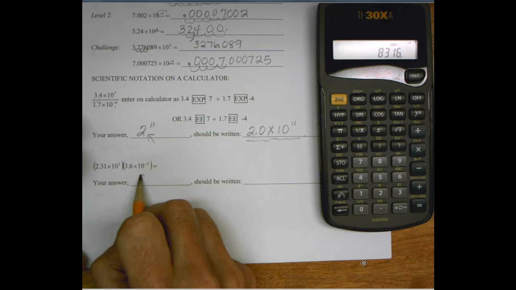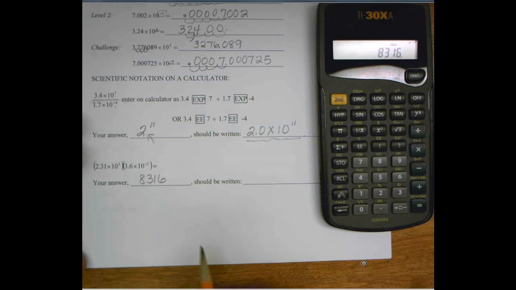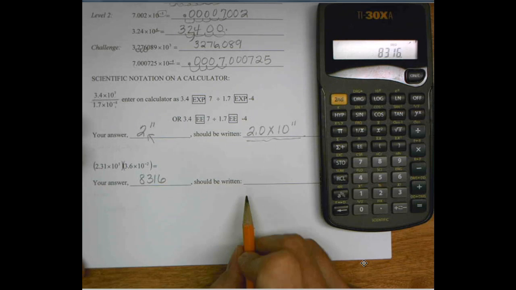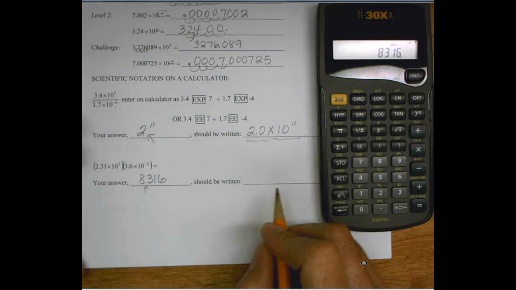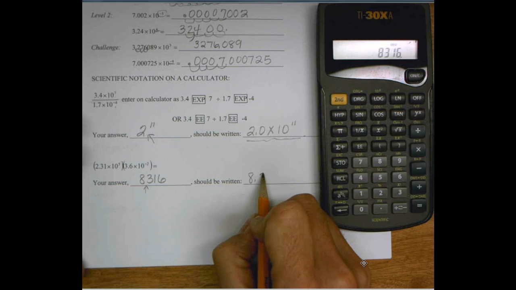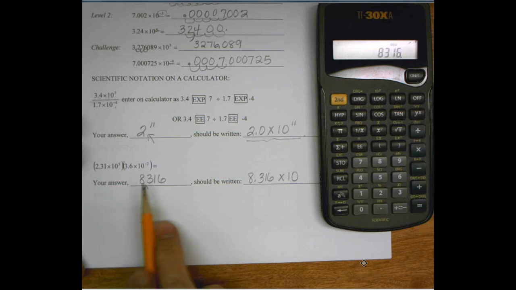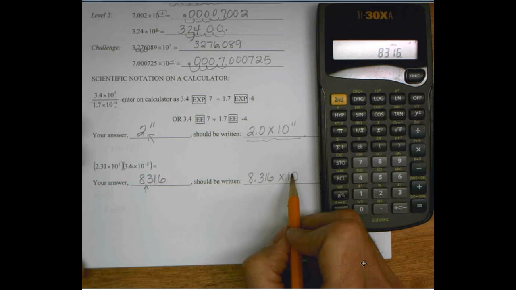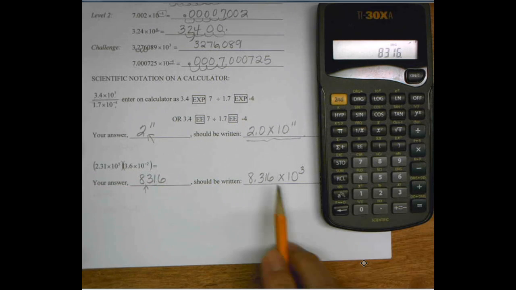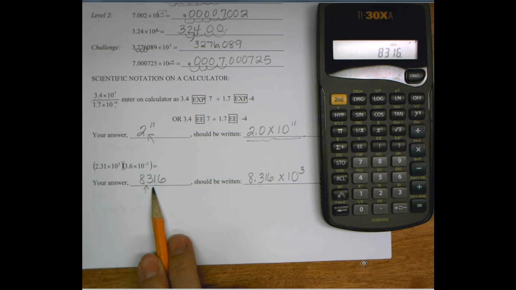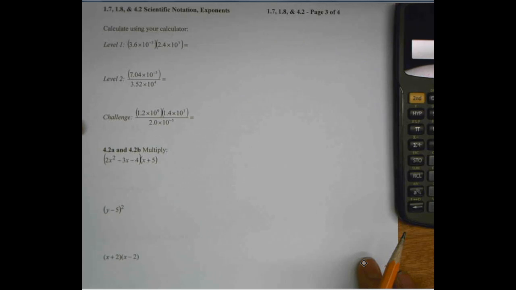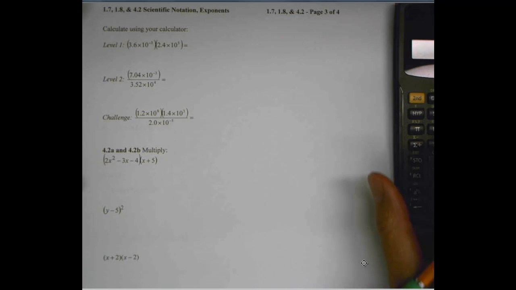So I'll write that down, 8316, but I need it to be in scientific notation, so I decide where my decimal needs to go and write it 8.316 times 10 to the, I know this was a big number, so it'll have a positive exponent and 1, 2, 3 decimal places there. So there's how I would write the answer, 8,316. All right, we have some problems here that you can try out, and stop the video and try them out, and then I'll show them to you.